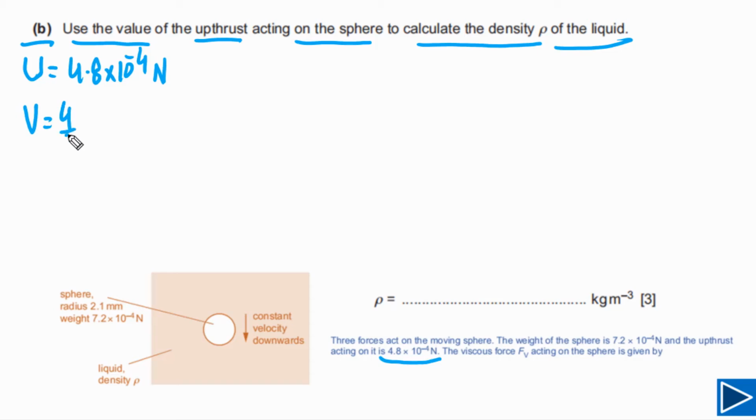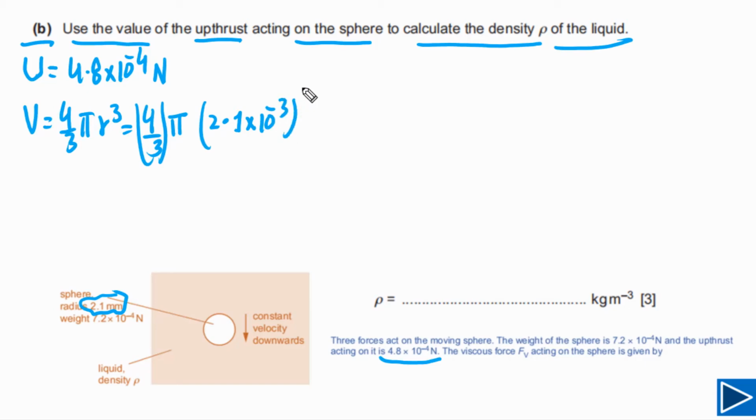Volume is equal to 4 by 3 pi r cubed. So we can plug in values here. This is 4 by 3 pi r cubed, but r is given in millimeters, so we have to convert this into SI units. So this is 2.1 times 10 to negative 3, cube of this quantity, means cube of radius. Density of the fluid we need to find out.